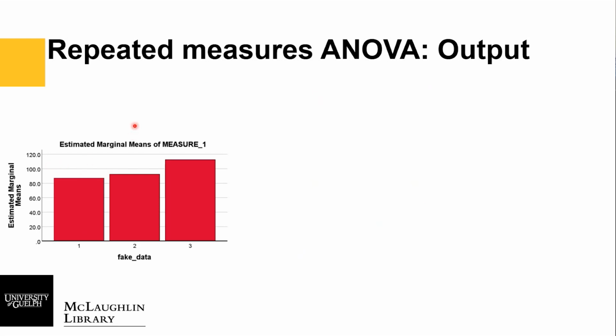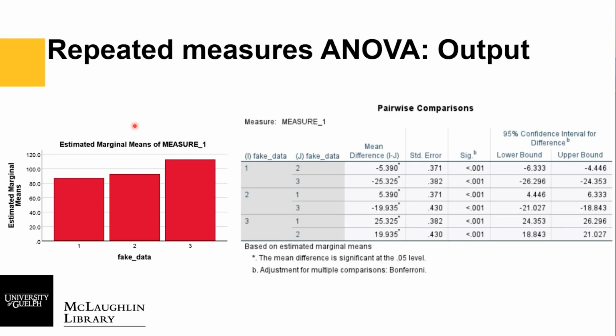There's one other table that tells you where your differences are, and that's your pairwise comparisons table. If your ANOVA is statistically significant with p less than 0.05, you would then scroll and look at the pairwise comparisons. If your ANOVA is non-significant at p is greater than 0.05, you would not look at the pairwise comparisons table. You would stop because your ANOVA is non-significant.